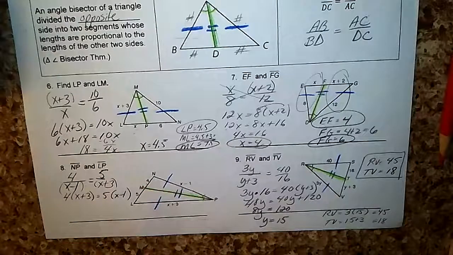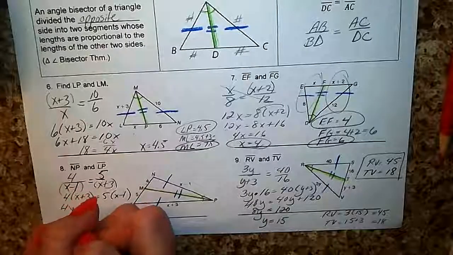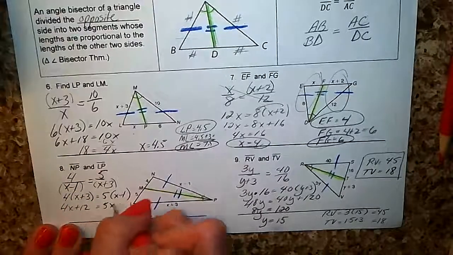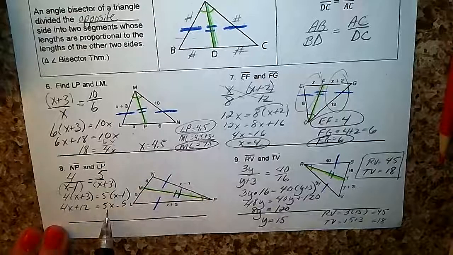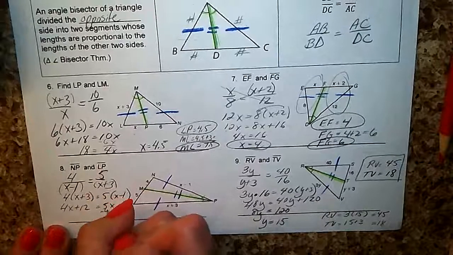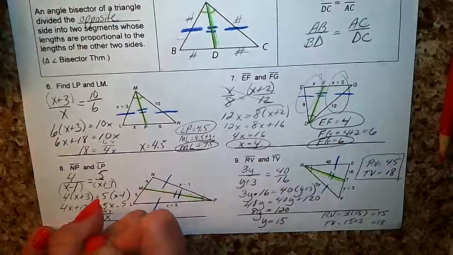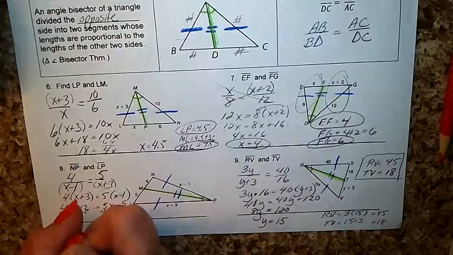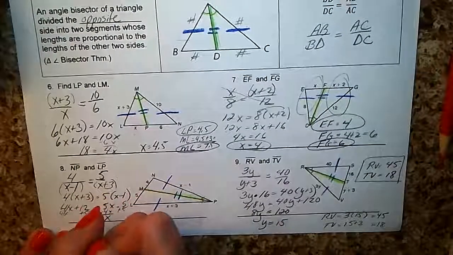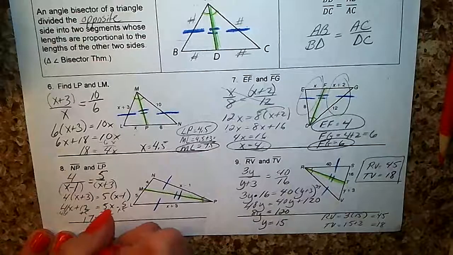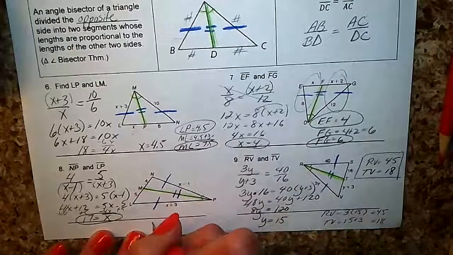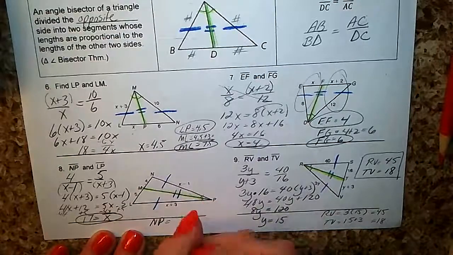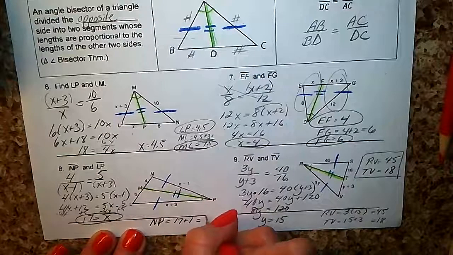Okay, so I got to distribute. I'm going to get 4x plus 12 equals 5x minus 5 there. And I'm going to bring the 4x that way and the 5 that way. So subtract 4x on this side, I get x. Add 5 over here. Okay, and I get 17 there, and x would equal 17. Now again, you just have to go back and plug it in. NP is this whole length, so NP is going to be equal to 17 plus 1, which is 18.